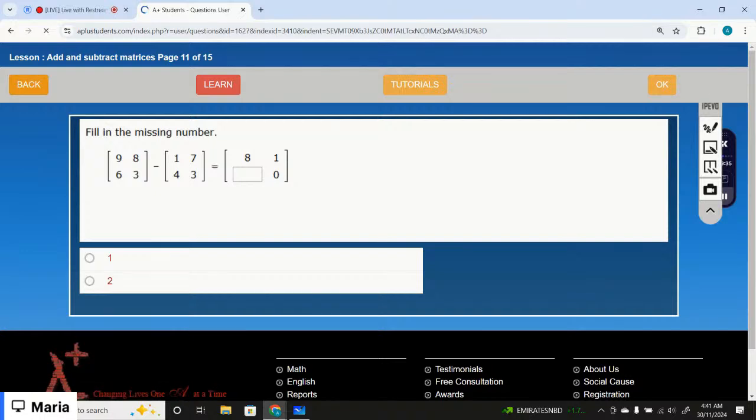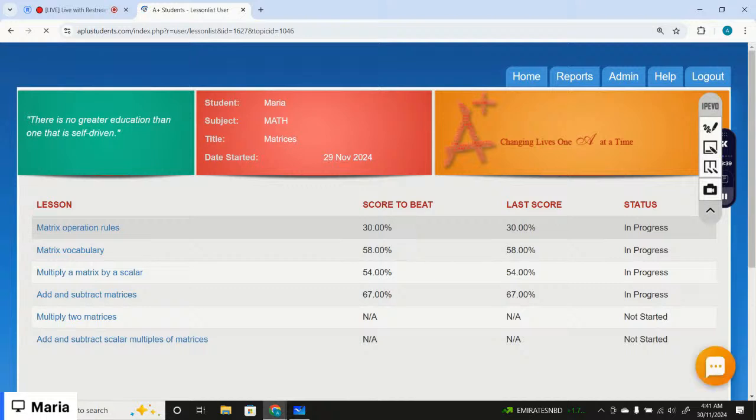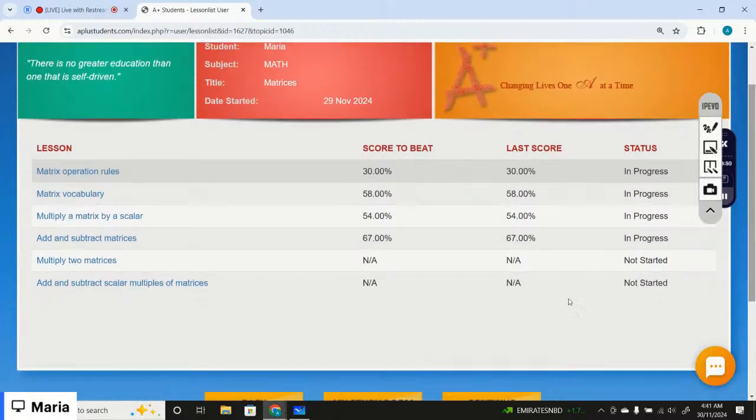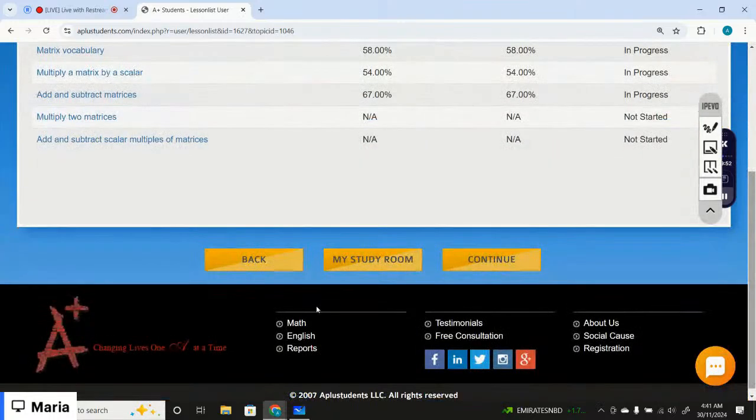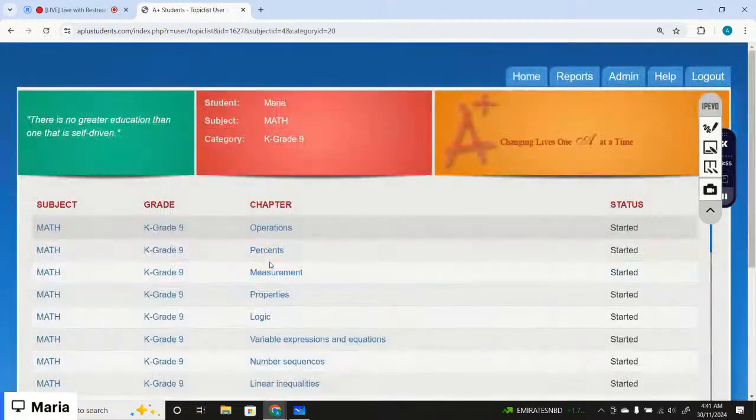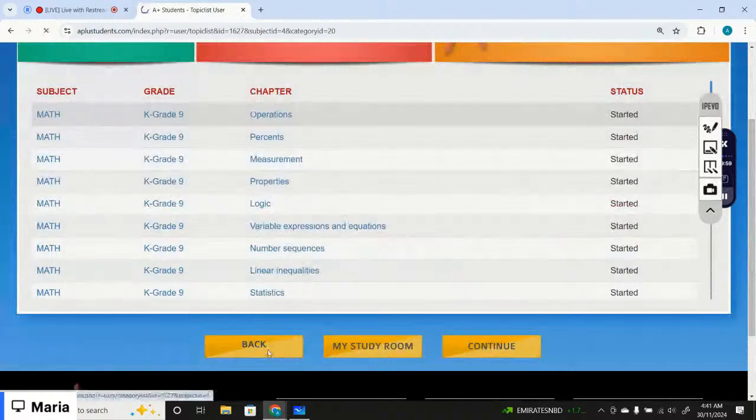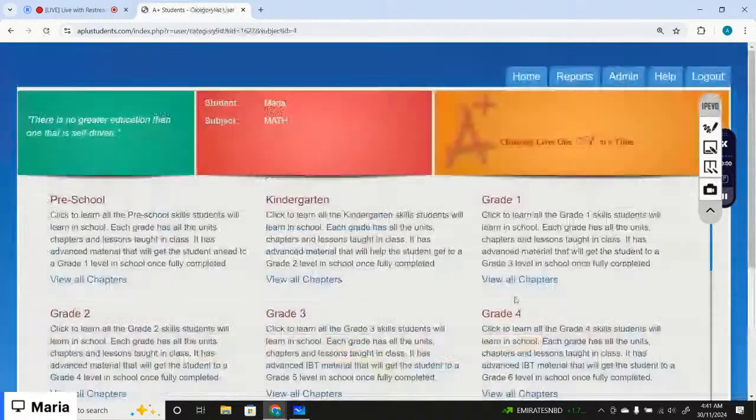So, we were working on grade 9 math. The chapter we are working on is matrices. The lessons we have covered today are matrix operation rules, matrix vocabulary, multiply a matrix by a scalar, and add and subtract matrices. So, please make sure before the next session you complete all the practice questions for the lessons we just did. That is your homework until the next session.